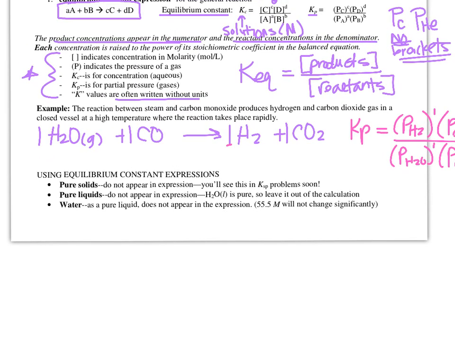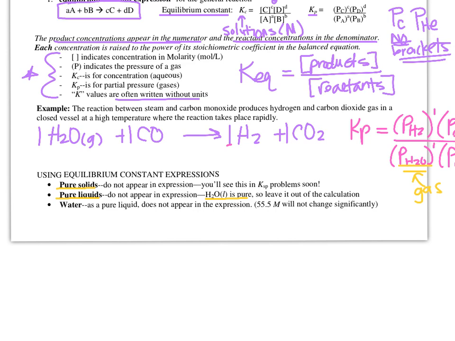One thing that's really important to know, and we'll hit this several times as we go through, is pure solids are not going to appear in your expression, because they're not going to change concentrations appreciably. Pure liquids, the same scenario, do not appear in the equilibrium expression. So water, for example, is a pure liquid. Now water gas up here was okay because it was the water vapor. But if it was liquid water or solid water, we would not include it, so we would leave those out of our equilibrium expressions.